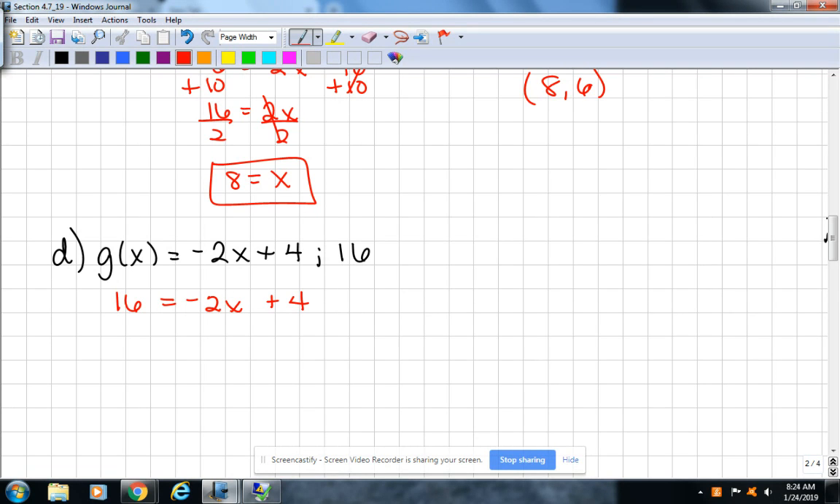So if they give you x, you plug in x. If you're looking for x, you plug it in for the y spot. Does that make sense? Okay, so now how do I solve that for x? Subtract 4 everywhere. What is 16 minus 4? 12 equals negative 2x. And then I do what? Divide by negative 2 everywhere. What's 12 divided by negative 2? And there's my x value. So that means the point negative 16 is on that graph.